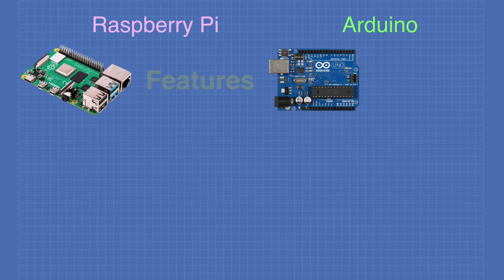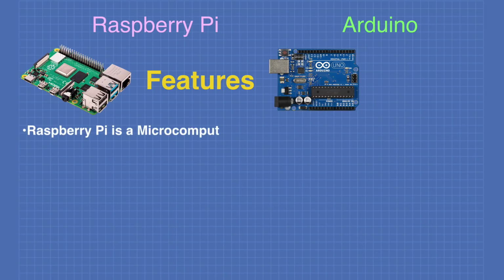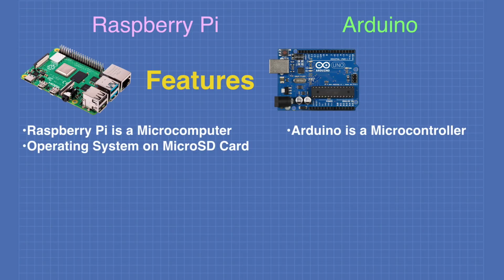So let's compare the Raspberry Pi to the Arduino. The Raspberry Pi is a microcomputer. The Arduino is a microcontroller. This is the most significant difference between the two platforms. The Raspberry Pi uses an operating system on a micro SD card. The Arduino uses a bootloader contained on the MCU chip.